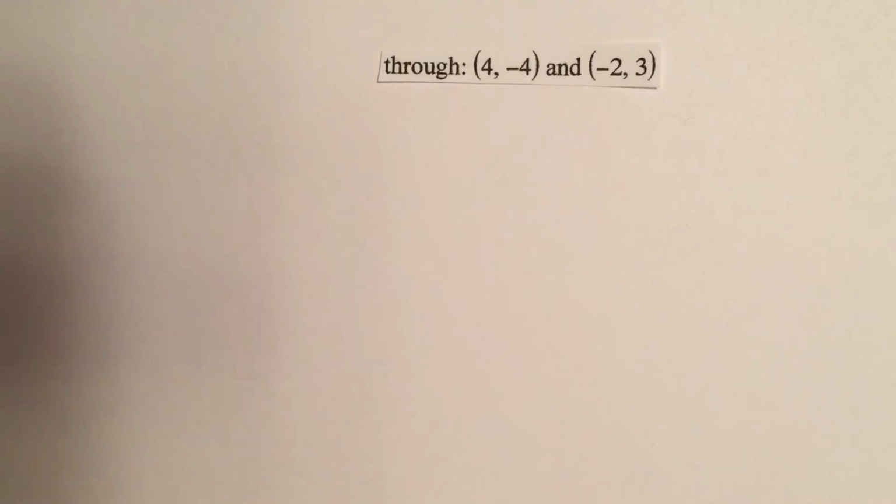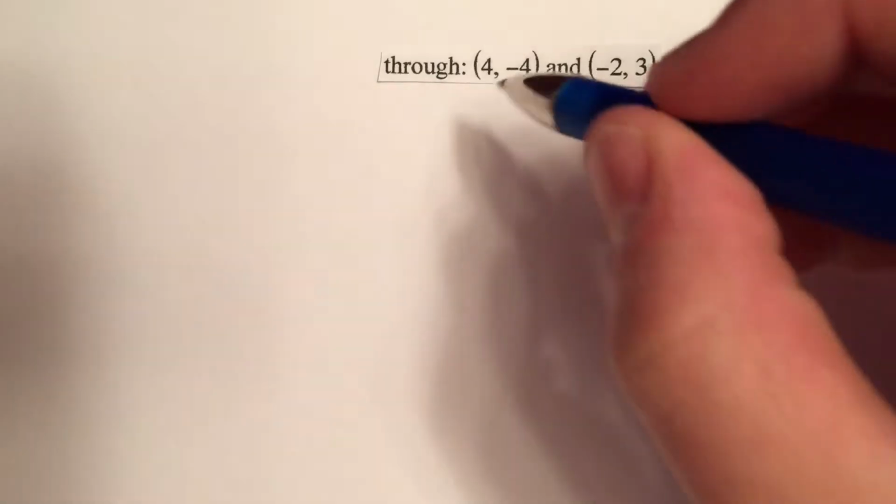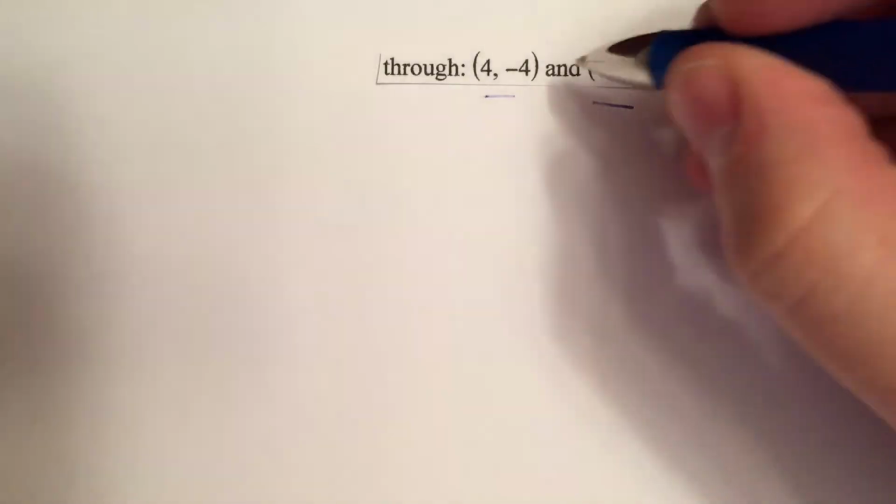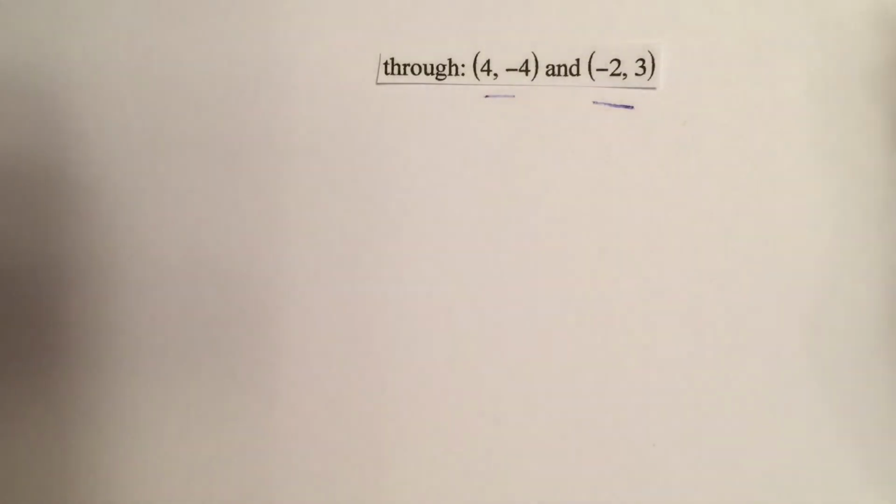Here we're going to try to create an equation that goes through the points (4, -4) and (-2, 3). First thing we're going to have to do is find the slope between these two points. There's a variety of different ways we could do this. We could plot the points on the graph, then find how the y's change and how the x's change, or you can just compare them as is.